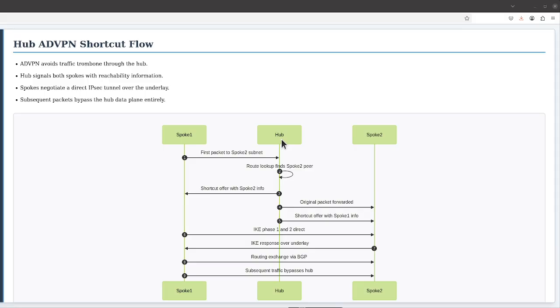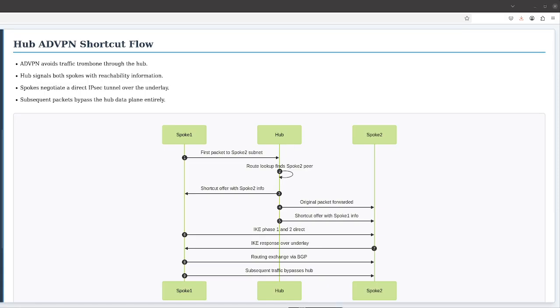This parallel notification is important because IPsec negotiation needs both sides to be prepared. Spoke 1 then initiates an IKE negotiation directly to Spoke 2 using the information it received from the hub. Spoke 2 is ready for this negotiation because it was pre-notified. The two spokes complete IKE Phase 1 and Phase 2 negotiation over the underlay without the hub being involved in this exchange.